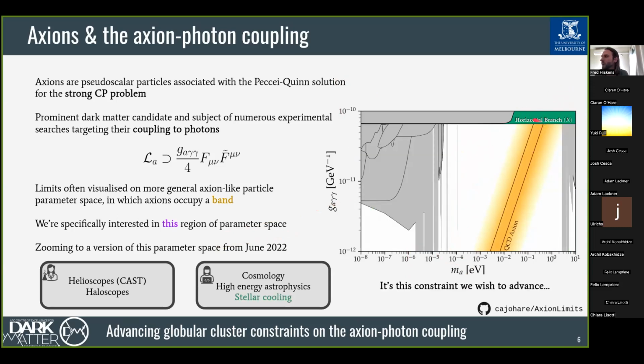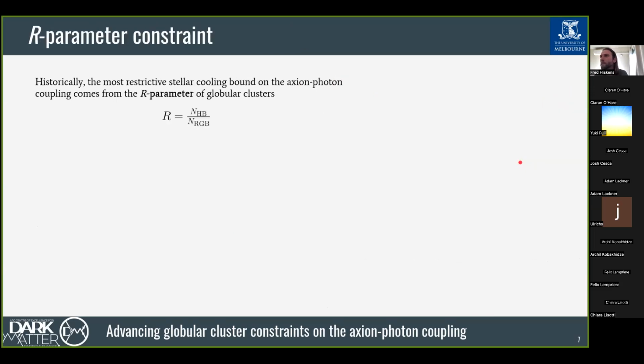And so it's this one up here, the stellar cooling bound from the horizontal branch, or the R parameter, which we wish to advance. And the main reason that you could be interested in this is it's exactly this constraint which first constrains this QCD axion band. It's the one that crosses in this parameter space.